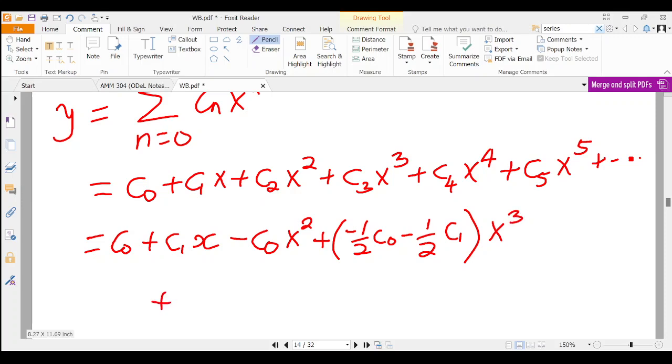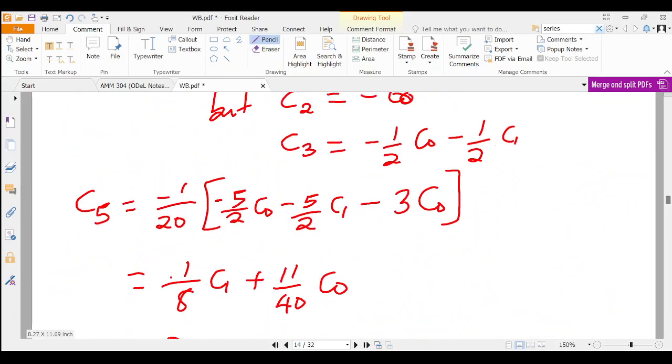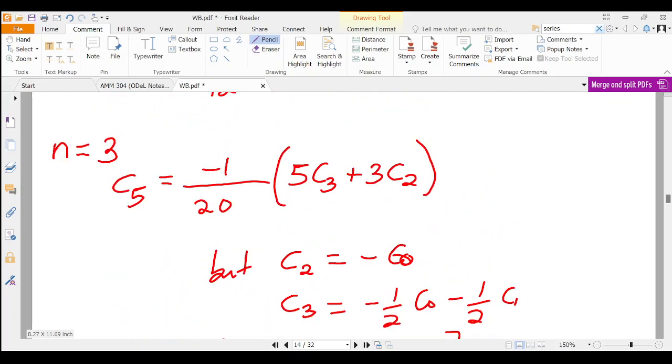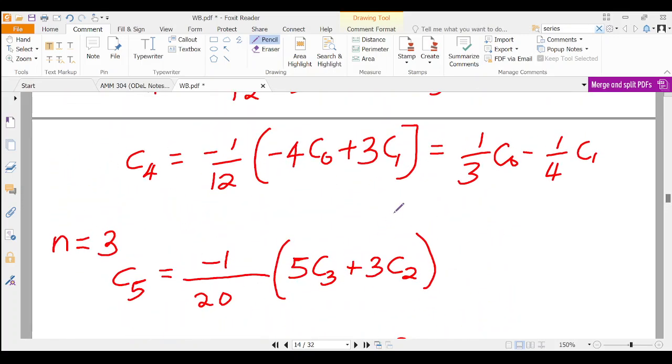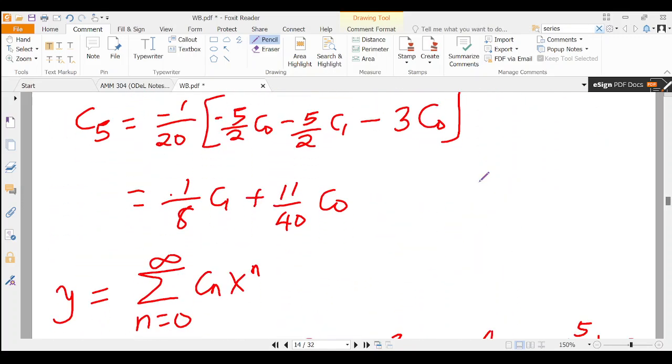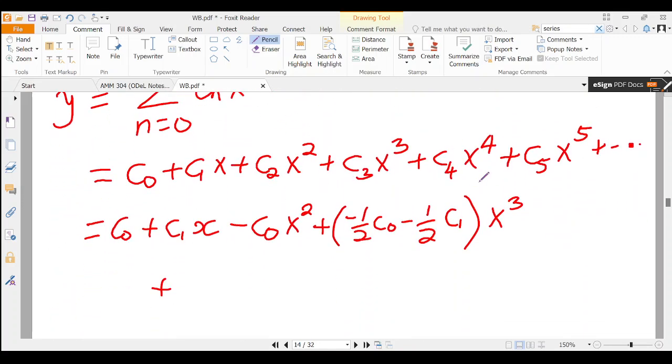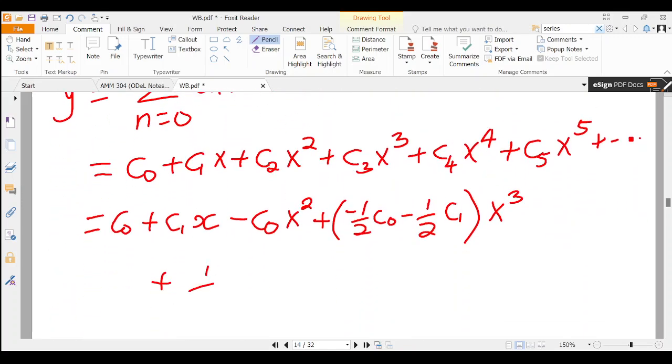C4, we have it here as 1 over 3 C0 minus 1 over 4 C1. So we are going to write plus 1 over 3 C0 minus 1 over 4 C1 times x raised to power 4.